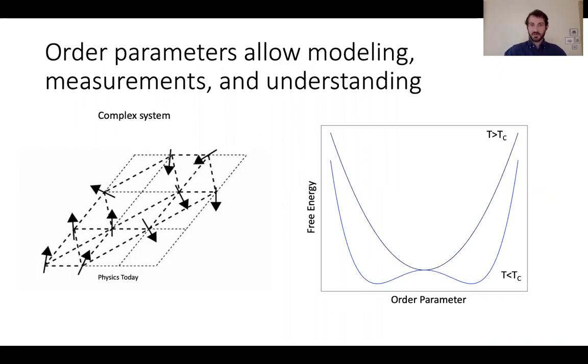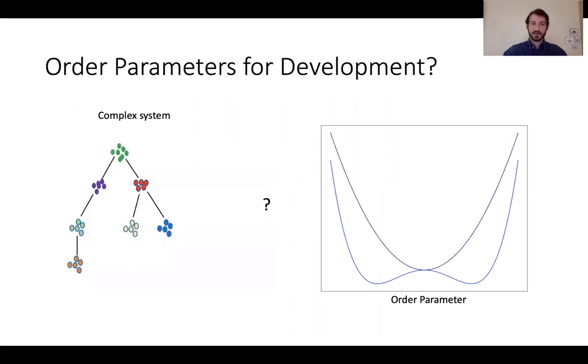The question that I want you to keep in your head throughout the rest of the talk is, can we find order parameters that describe a similarly complex system of genes regulating each other and cells transitioning between cell states? Ideally, we could find some low dimensional order parameters that describe the transitions between cell states during development.